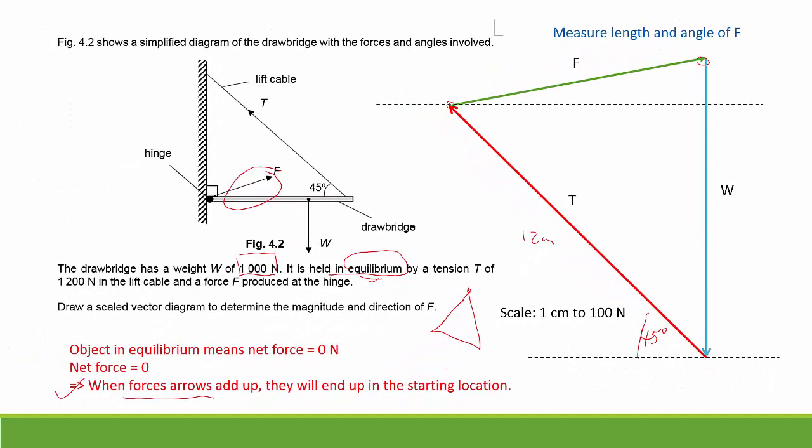And we obtain F by just measuring the length and angle of F. So the angle that we are obtaining is, try to measure this. The answer should give you 8.6 if you draw it accurately, which is 860 Newton, and it's roughly about 10 degrees from the horizontal.